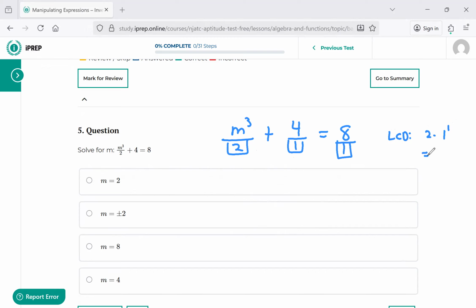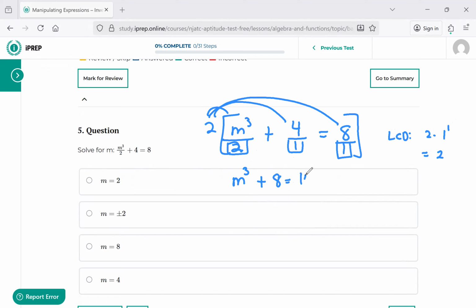So what's 2 times 1? 2. So you're going to multiply everything by 2. So over here, what's 2 times m cubed over 2? This is a 2, not a 12. The 2's cancel, so you're left with m cubed plus, over here, what's 2 times 4? 8. Over here, what's 2 times 8? 16. Okay, so continue solving for m, so you're going to subtract 8.